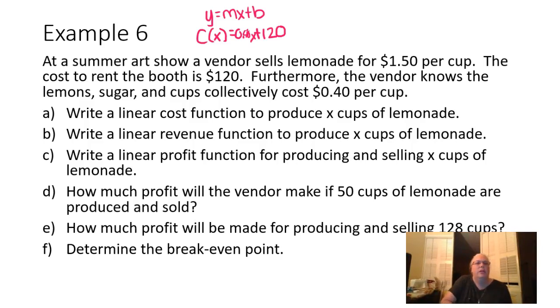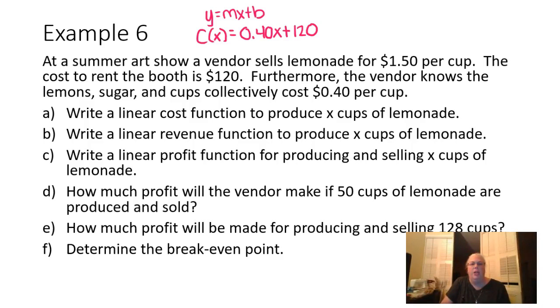You can't really see that there. Let me redo this one. All right, so we pay 40 cents for each cup of lemonade and $120 to rent our booth. All right, there's our cost function.